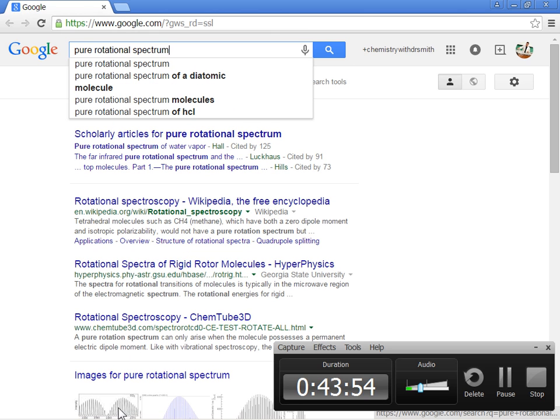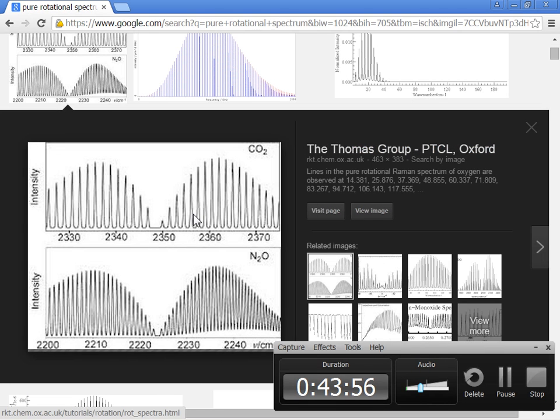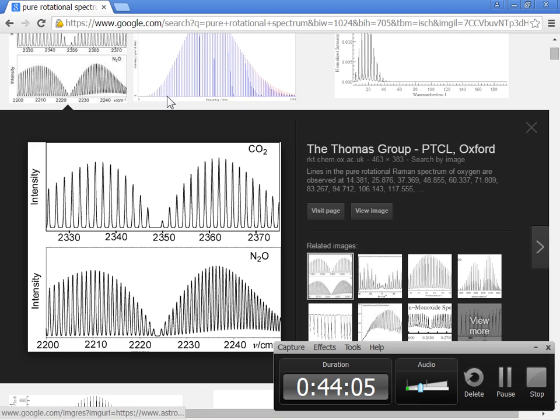Look, there it is. See what I was trying to draw? I was trying to draw these guys. Okay, so this is carbon dioxide. Here's a wave number and an intensity. So you see this is a pure rotational spectrum.